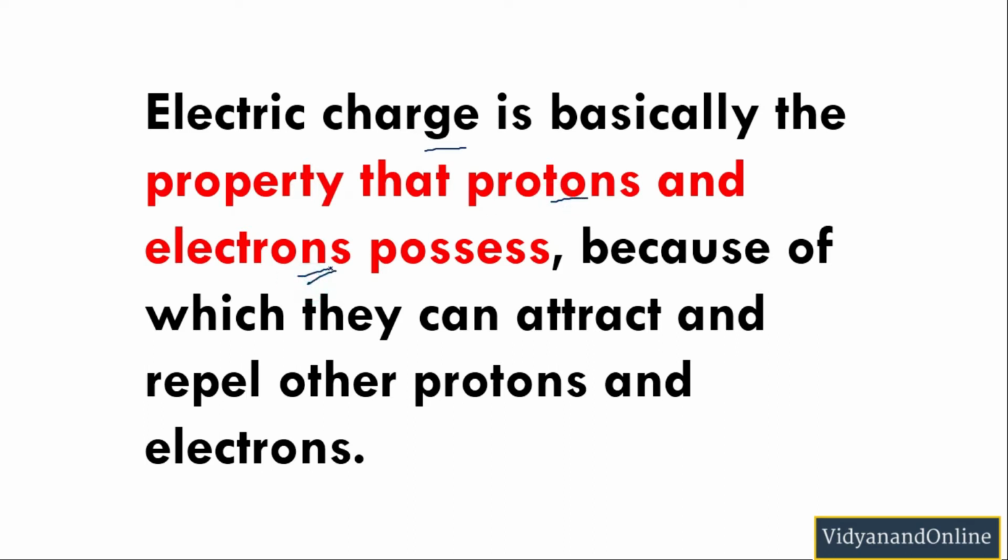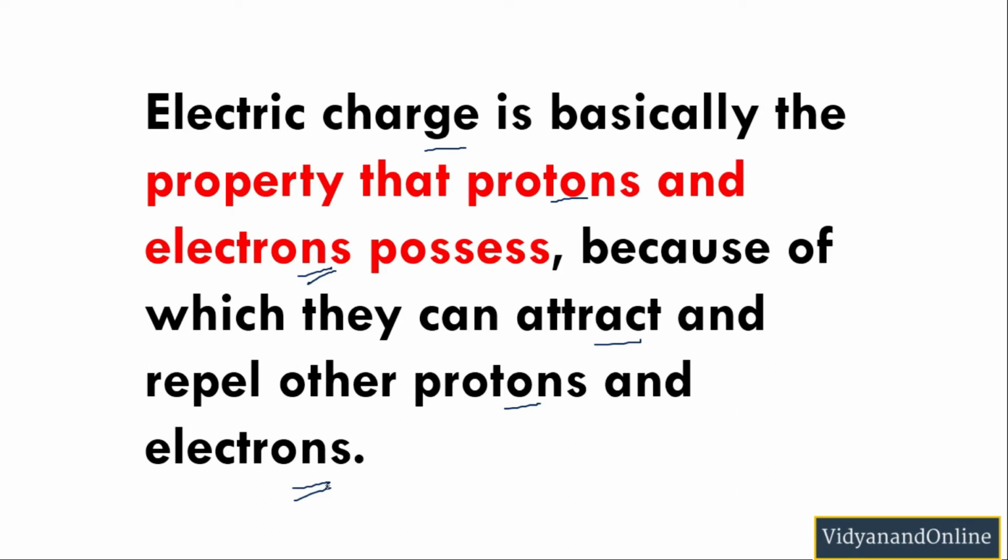So charge is a property of protons and electrons, because of which they can attract or repel other electrons or protons, right? So it is basically the property of protons and electrons because of which they can attract and repel other protons and electrons. Okay, so we have studied two definitions of electric charge. The first is about when electric charge is produced: whenever there is a transfer of electrons from one body to another body, then the electric charge is produced.